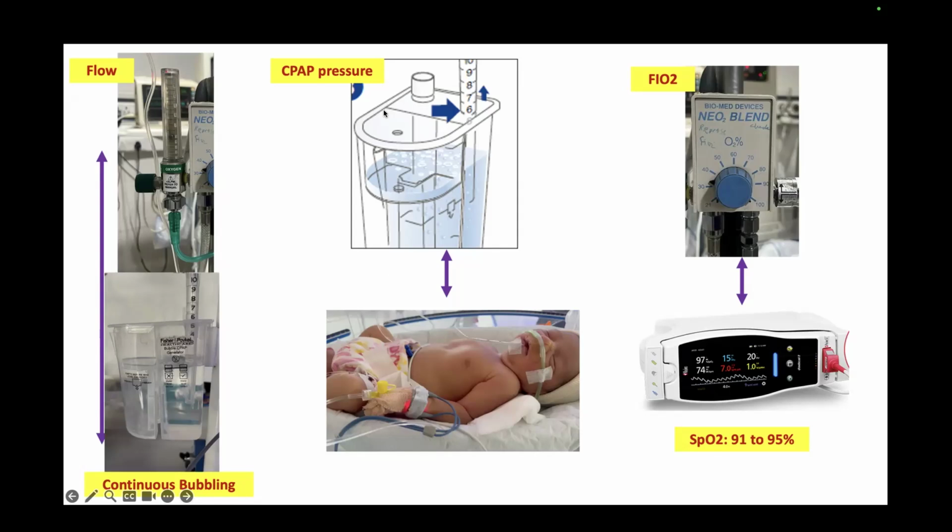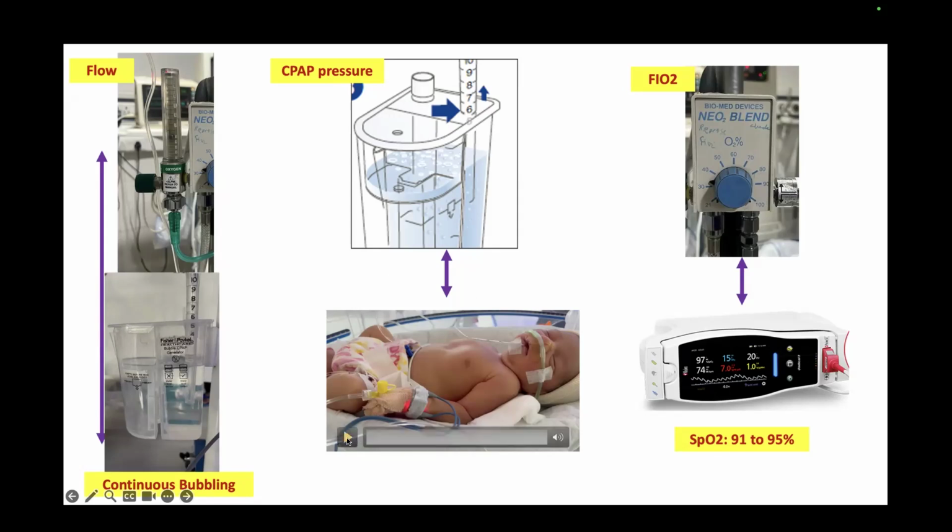Second, how do you titrate the CPAP pressure? For increasing the pressure, you push this tube inside. For decreasing the pressure, you pull the tube out. And look at the graduation at the outlet of the tube. Now it is 6, which means 6 centimeters of pressure is going to the baby.